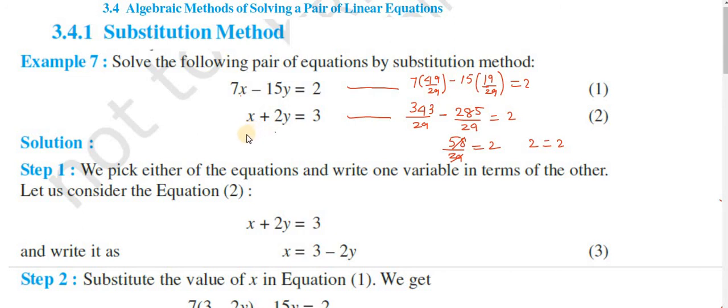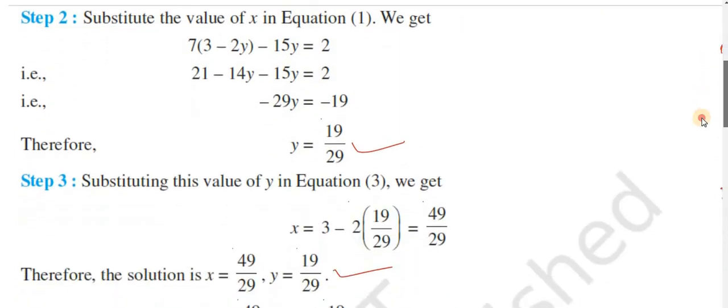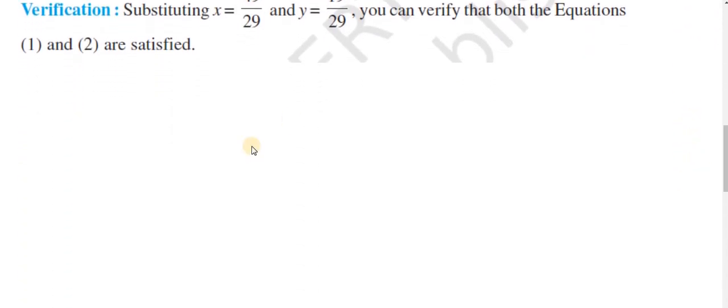Okay, I hope all of you understood. This verification part is not necessary from an examination point of view, only these 3 steps are required. The verification part is not important and not necessary.